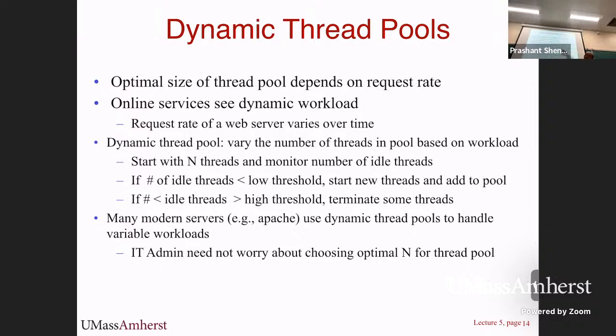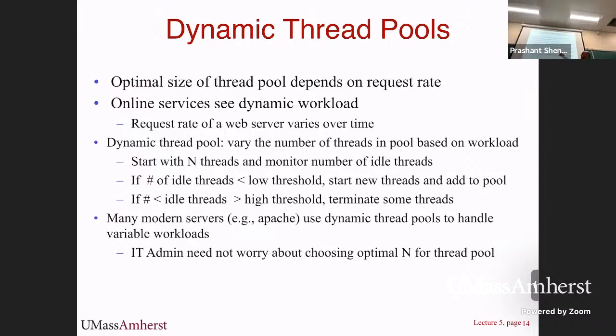So how will we do this? We start initially with n threads. We can monitor the number of idle threads. The thread pool can at any time figure out how many threads are idle and how many are in use. If the number of idle threads falls below a low threshold, you say that more threads are being used, so I'm going to spawn some new threads. So I always have some threads on standby. So I made the thread pool bigger.